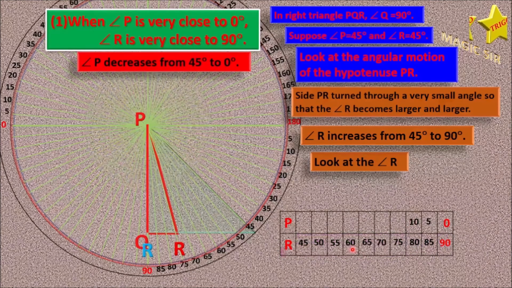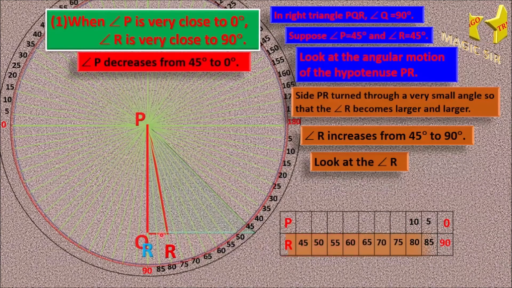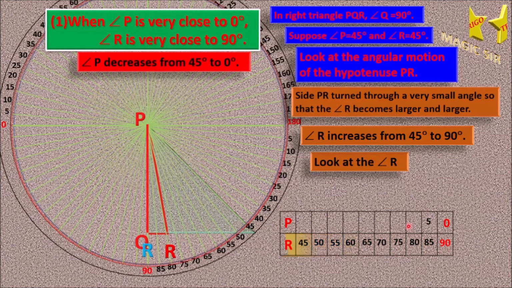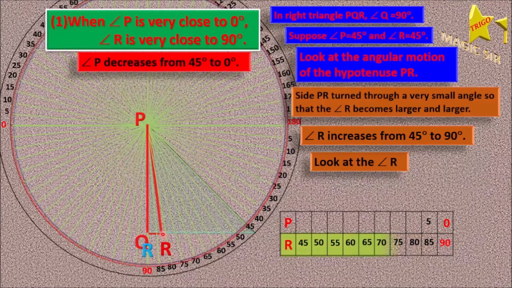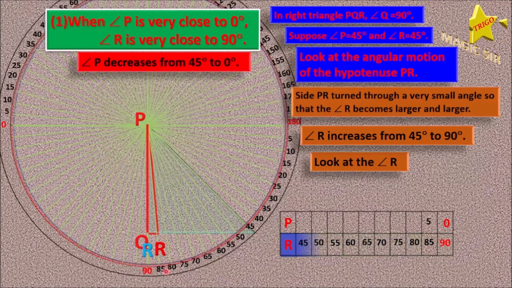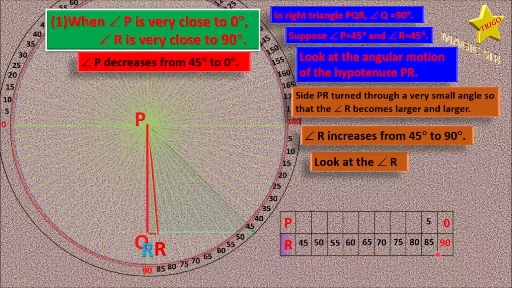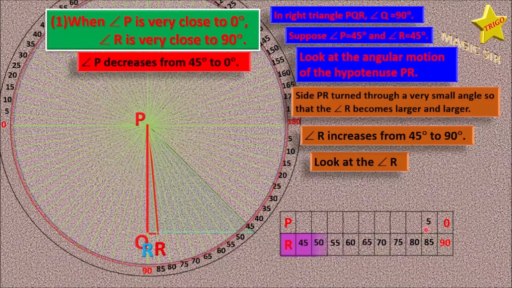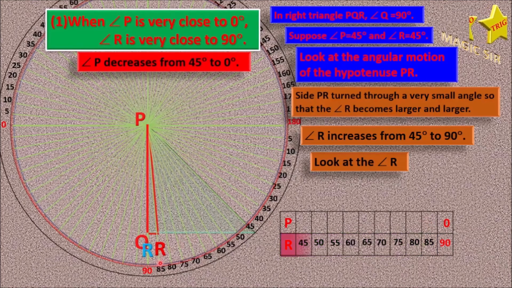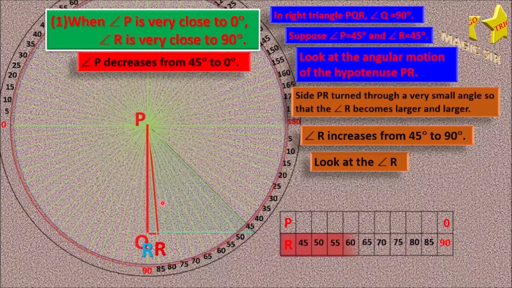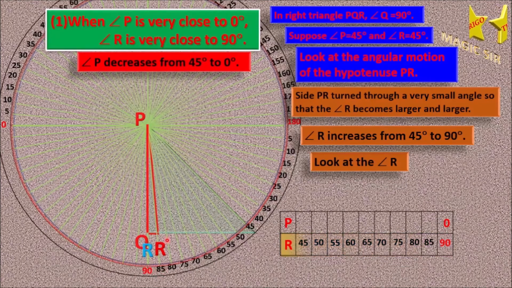Look at the angular motion of PR. Angle R is 80 degree and angle P is 10 degree. Look at the angular motion of PR. Angle R is 85 degree and angle P is 5 degree. Again, look at the angular motion of the hypotenuse PR. Angle R becomes larger and larger.